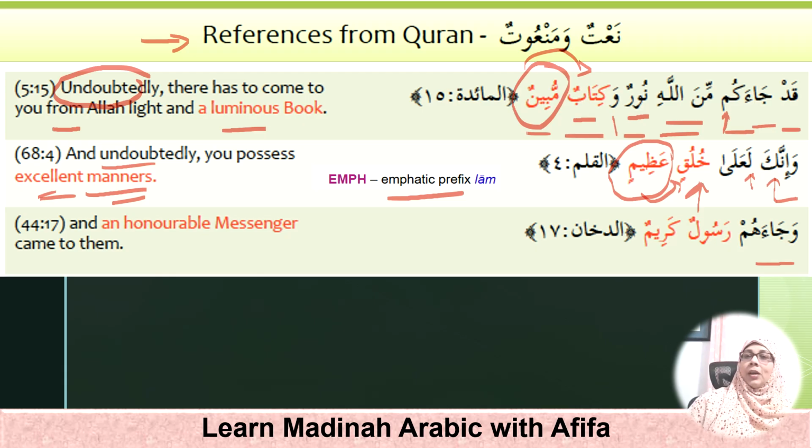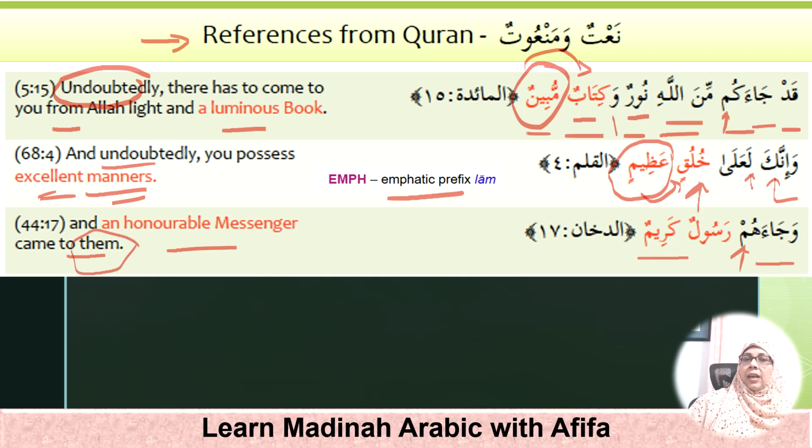وَجَاءَهُمْ Rasulun Kareemun, and an honorable messenger came to them. So wa ja'a, again the same verb that we just saw, right? So here the ja'a means, as I said, he came, and here it is referring to the Rasul sallallahu alaihi wasallam, right? And hum is a pronoun here to mean them, right?